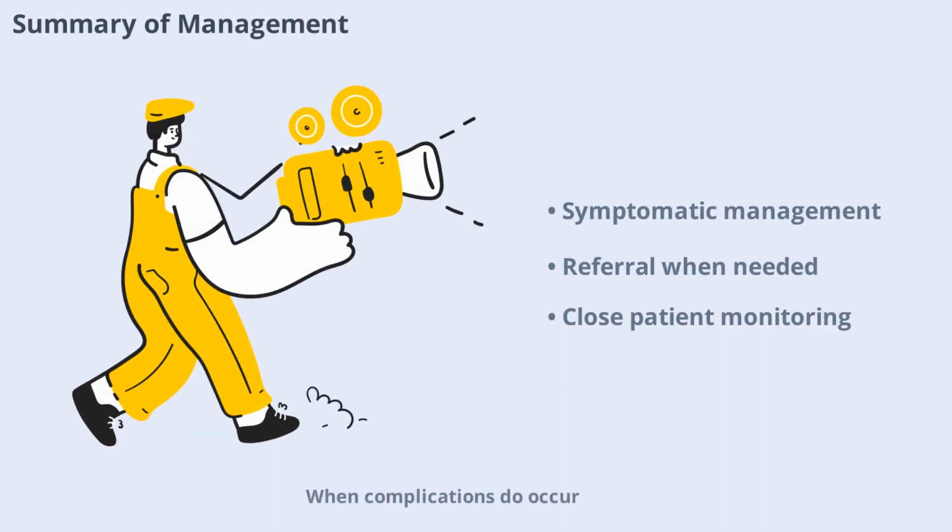When complications do occur, prompt and appropriate management is crucial. Most issues are managed symptomatically with analgesics, antibiotics, and reassurance. Some cases may require surgical intervention or referral to a specialist. Always monitor patients closely after procedures and provide clear instructions for follow-up care. Early intervention can prevent minor complications from becoming major problems.